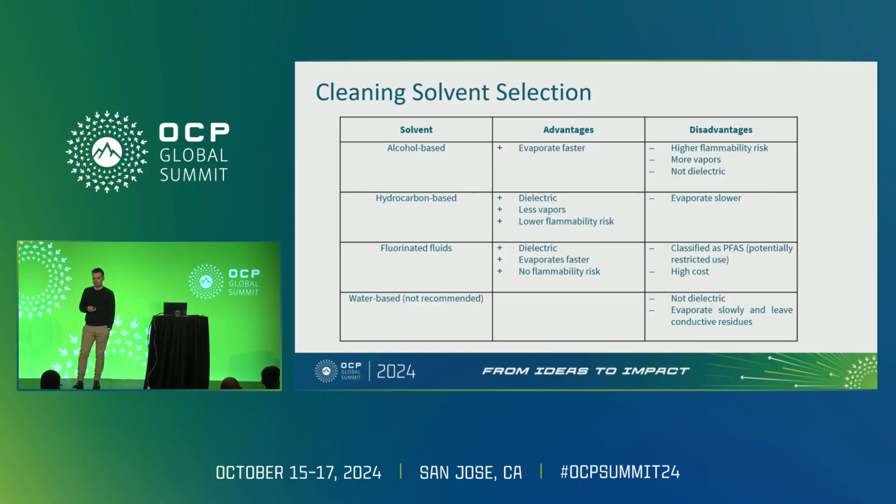Other types of solvents people use are hydrocarbon-based solvents. They have the advantage of also being dielectric. They're similar to the fluids that you might use. There are fewer vapors and generally a lower flammability risk, but they do evaporate slower as well. Fluorinated fluids are another class of solvents that people are using. They can also be dielectric and evaporate quickly like the alcohols without having the flammability risk. But there are potentially regulatory issues that you might run into, and the cost can be high as well.